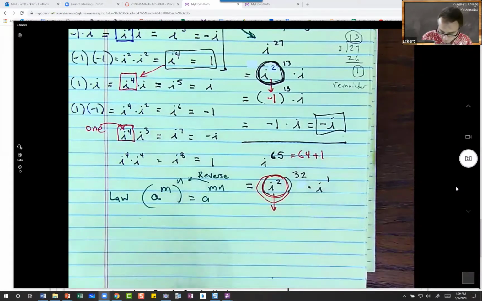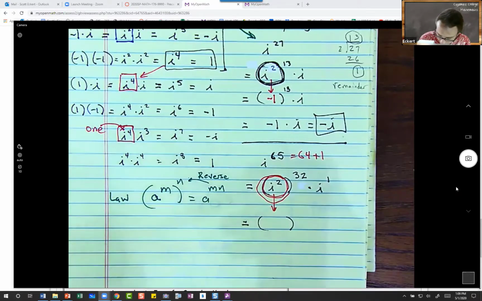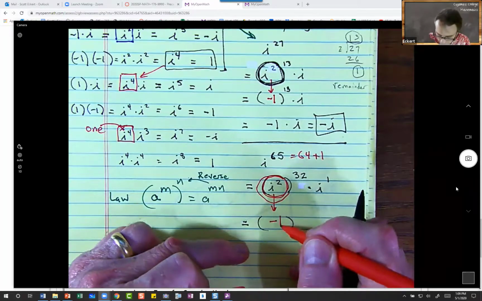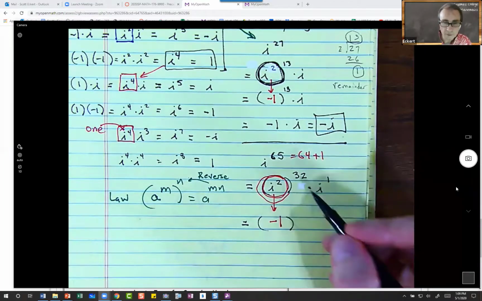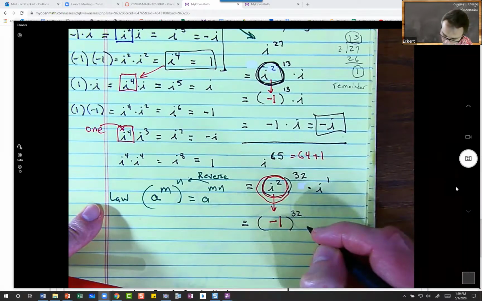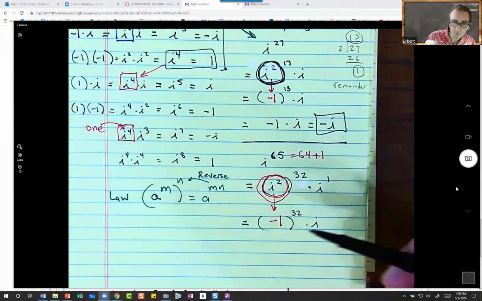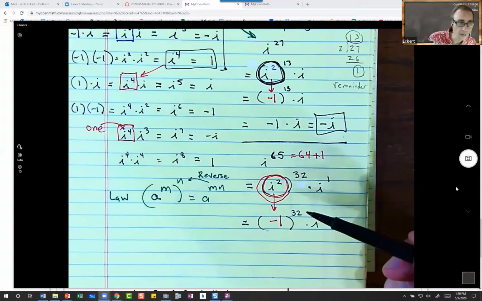What is I squared equal to? A -1. Yeah. Right. So I squared was on the inside. It has a 32 power on it times an I. And now we're really close to simplifying. What's -1 to the 32 power?